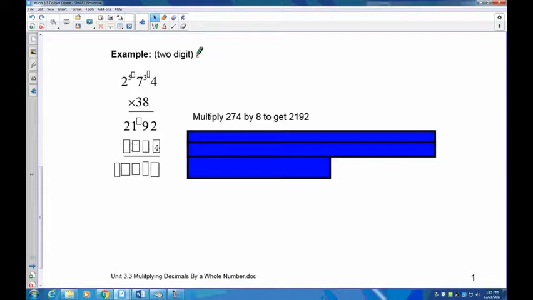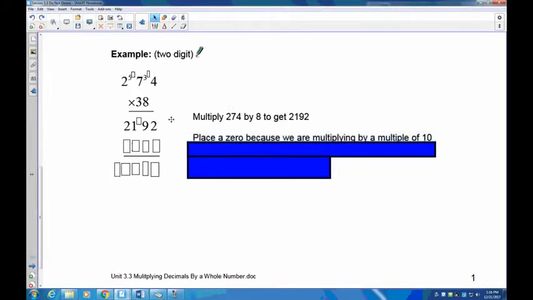Now in this line down here, the second line, I'm going to multiply everything by 30. Now, I know that every multiple of 10 ends in a 0. So if I put down a 0 here, I can bypass having to multiply by 30, and I can multiply simply by 3, and that makes my numbers a little bit easier.